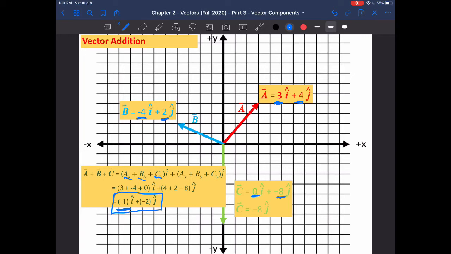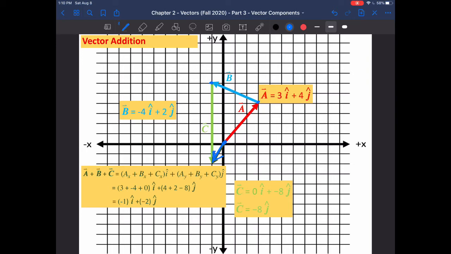I can check this. Again, I can do this with the tail to head method. I draw A, and then I move B such that the tail of B is on the head of A, and then I draw C such that the tail of C is on the head of B, and so the net vector that I end up with is a vector that starts at the tail of A and points to the head of C.